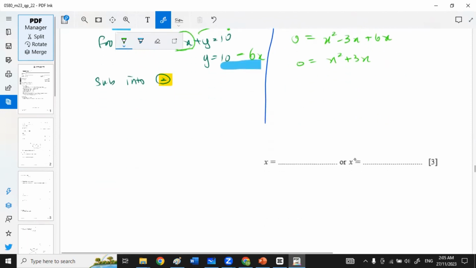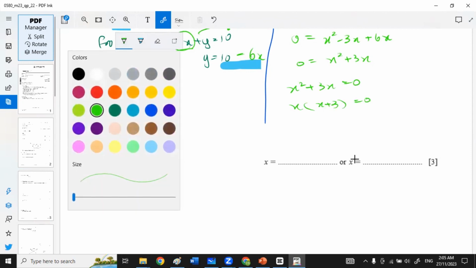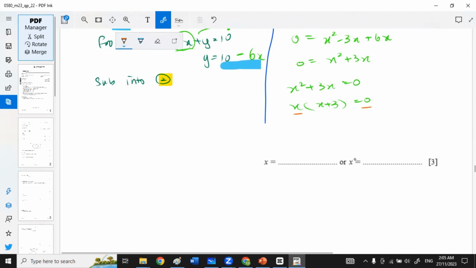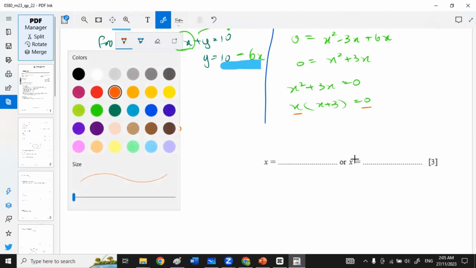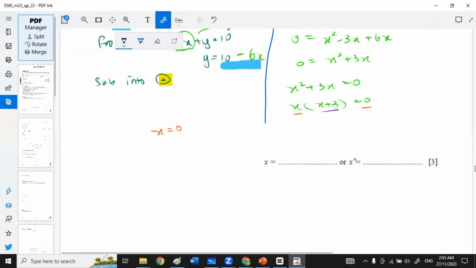So minus 3x plus 6x, you get plus 3x. Now you need to solve the quadratic equation. Okay, just factorize x. So x times x plus 3 should give us 0. We do one by one. X equal to 0. And then the other one, x plus 3 equal to 0. So your x equal to negative 3. So your answer is 0 and negative 3.